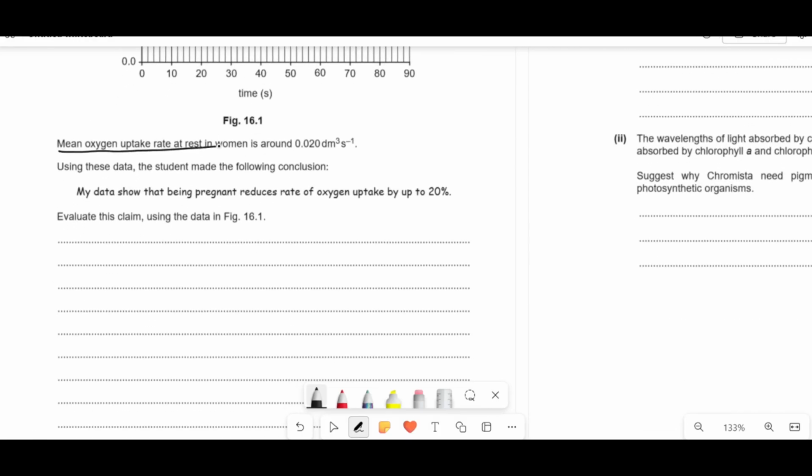It says here, mean oxygen uptake at rest is about this. And it says, using these data, the student made this conclusion. They said that being pregnant reduces the rate of oxygen uptake by 20%. Evaluate this claim using the data there. So the mean oxygen uptake, remember, is 0.020 dm3 s^-1.